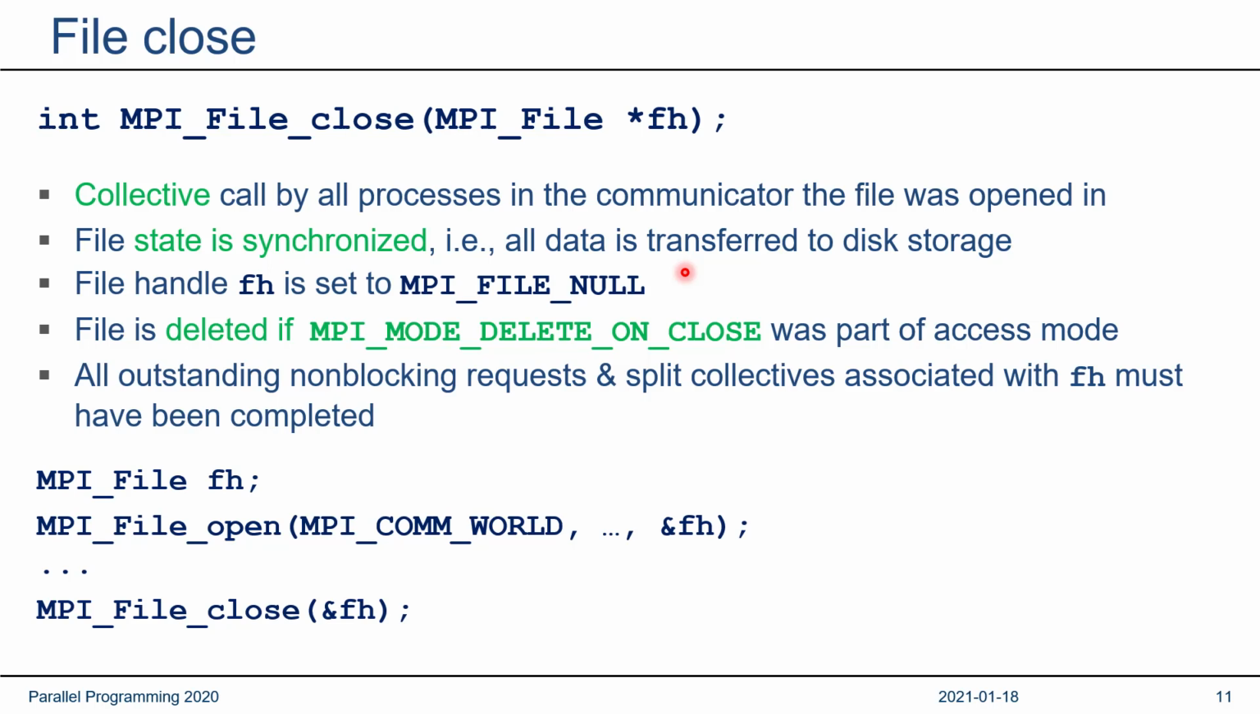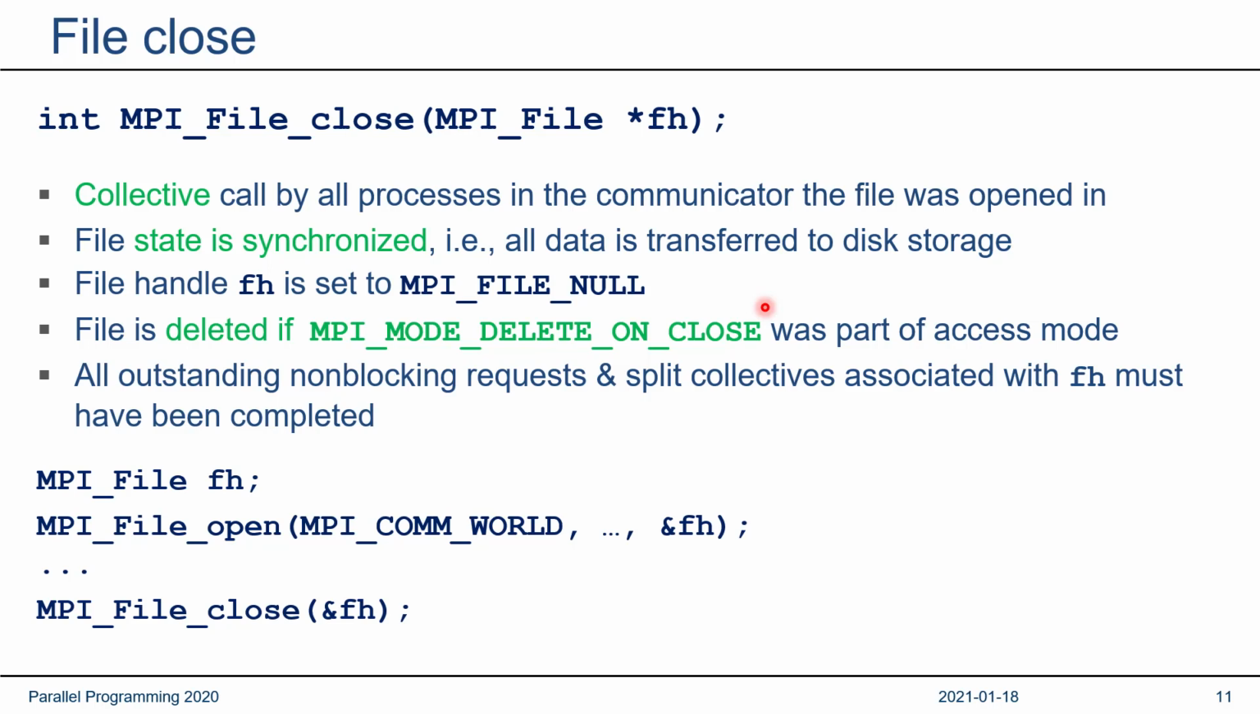There's a flag in the amode collection called MPI_MODE_DELETE_ON_CLOSE, which specifies that if the file is closed, it should also be automatically deleted. Of course, this is useful sometimes if you use the file for out-of-core computation. So you write part of your working set to a file in order to save memory. And then at the end of the computation, you don't need that data anymore. So you could let MPI delete it automatically at the end of the program.